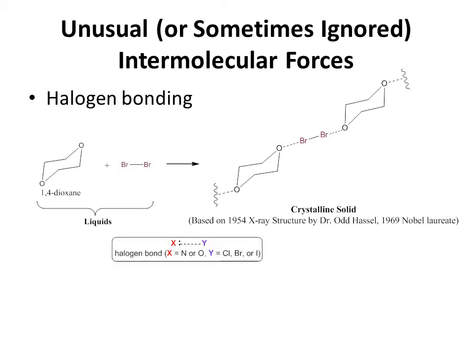We have a general definition for the halogen bond, which is an attractive force between the halogen bond acceptor atom X, which is nitrogen or oxygen with a lone pair, and the halogen bond donor atom Y, which is chlorine, bromine, or iodine, and it can't be fluorine unless it's F2, and we'll see why when we explain how this attractive force works.